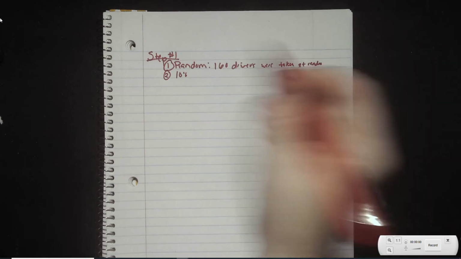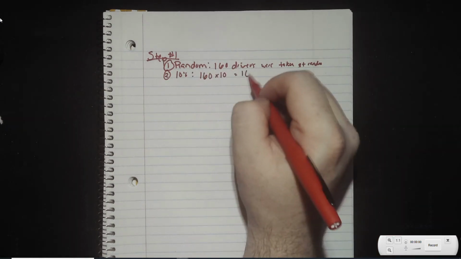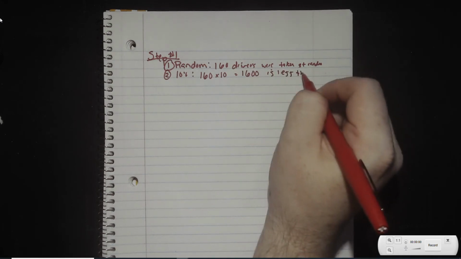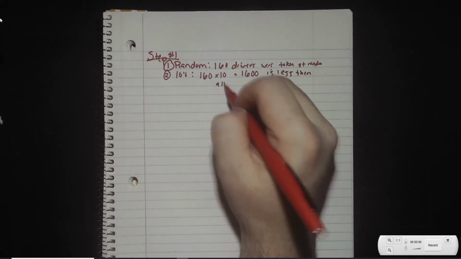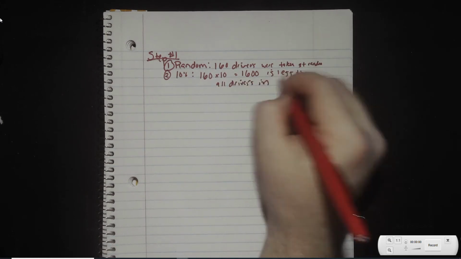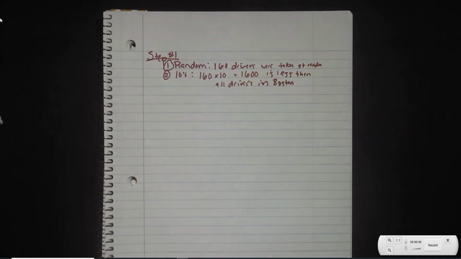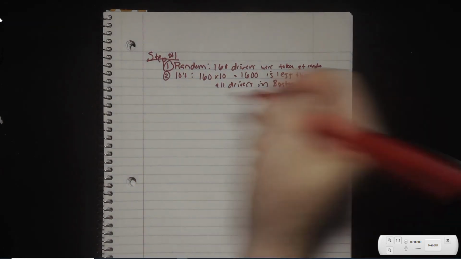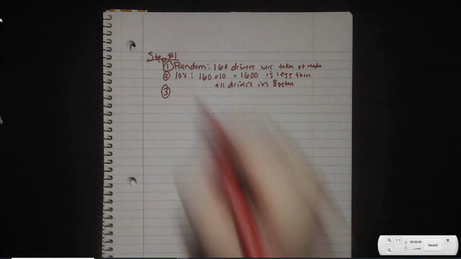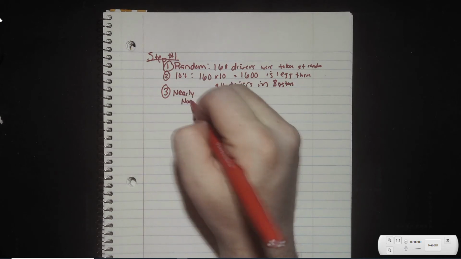10%. 160 times 10 is equal to 1,600, which is less than all drivers in Boston. I do believe that because I've heard that traffic up there is a nightmare. I hear it's worse than in New York. And New York's bad. Nearly normal.